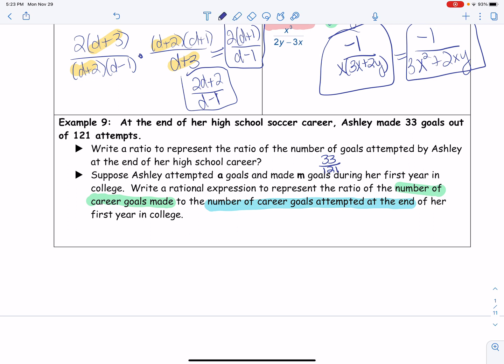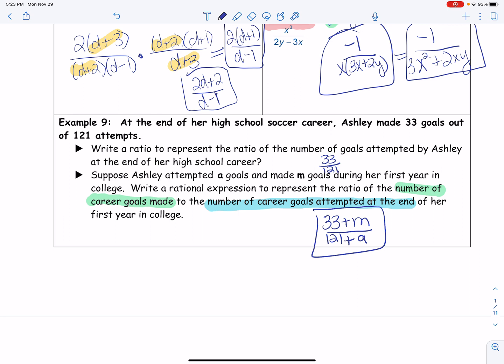So if you look at this, she made M goals, so it's going to be 33 plus M divided by she attempted A, so 121 plus A. This is all you basically have to do for your application type questions. That's it. That's all it's asking to do is read it and be able to set up the fraction.